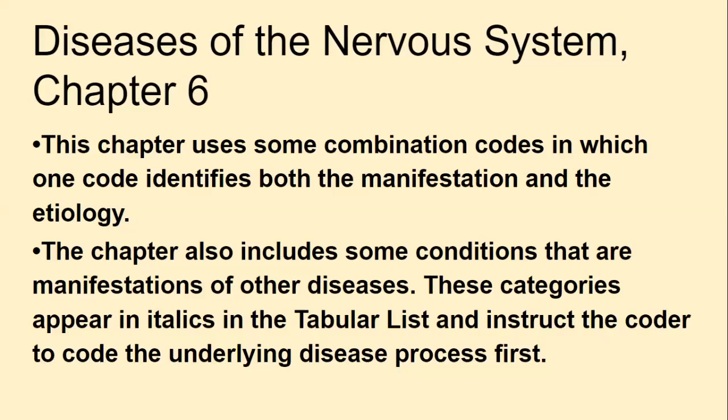Disease of the nervous systems is going to be Chapter 6. Hang on, I'm trying to get my... There we go. This chapter uses some combination codes in which one code identifies both the manifestation and the etiology. The chapter also includes some combinations that are manifestations of other diseases. These categories appear in italics in the tabular list and instruct the coder to code the underlying disease process first.